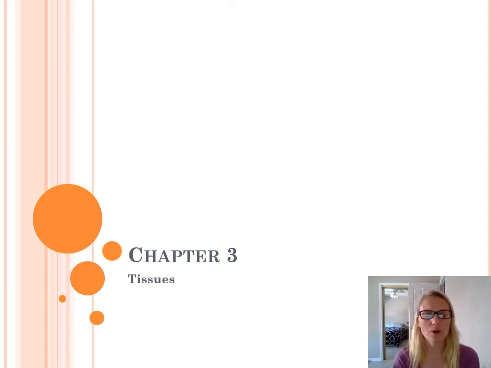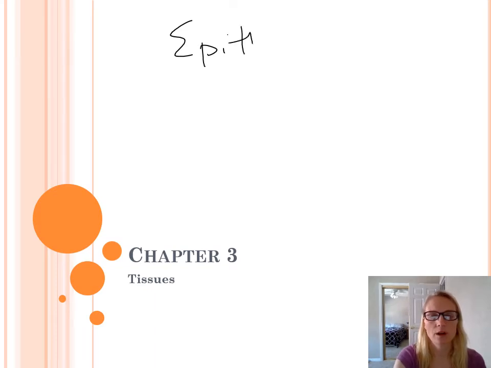All right, hello, welcome to the last video in our chapter 3 video series. So this is part 2 of your chapter 3 material, which covers tissues and histology, which is the study of tissues. So as I alluded to in the cell diversity lesson, there are 4 major types of tissues. And this is the order in which we're going to cover those.